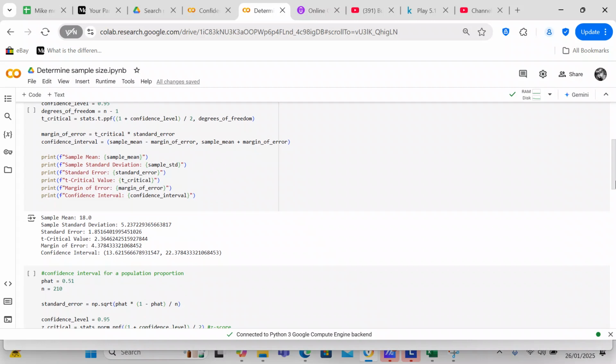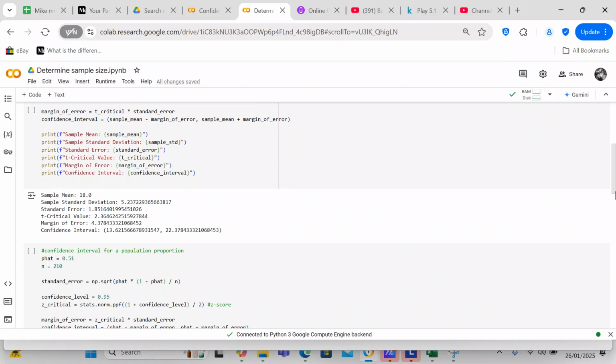Your sample mean is 18. Sample standard deviation is 5.23. Sample standard error is 1.85. Your t-critical value is 2.36. Your margin of error is 4.37. And your confidence interval is 13 to 22. So it can be anywhere from 13 to 22.